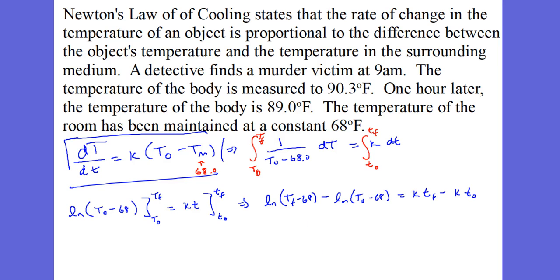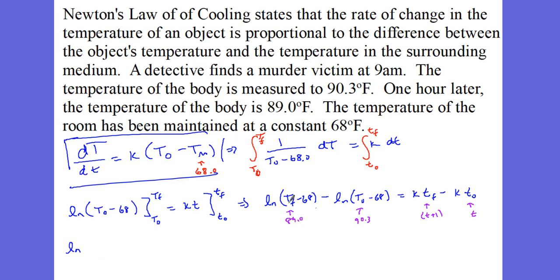Now let's take a look at our problem and see what they've given us. They've told me after 1 hour, the final temperature of the body is 89.0 degrees Fahrenheit. The initial temperature of the body at time 0, at 9 a.m., is 90.3 degrees Fahrenheit. And the final time is whatever time it is plus 1 hour. And the initial time, I'm going to call time t.